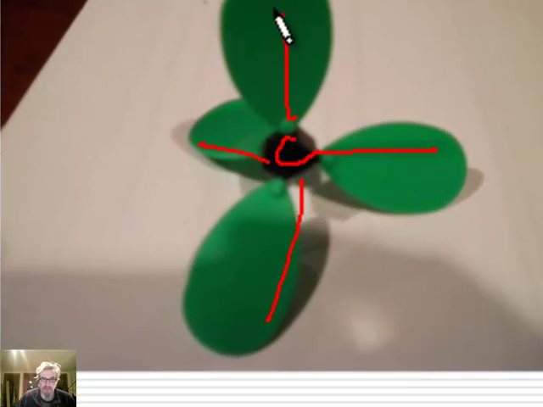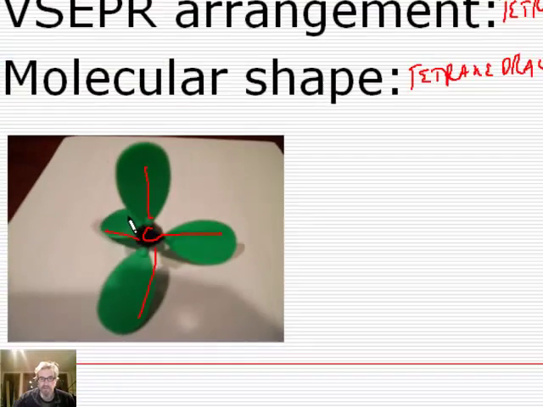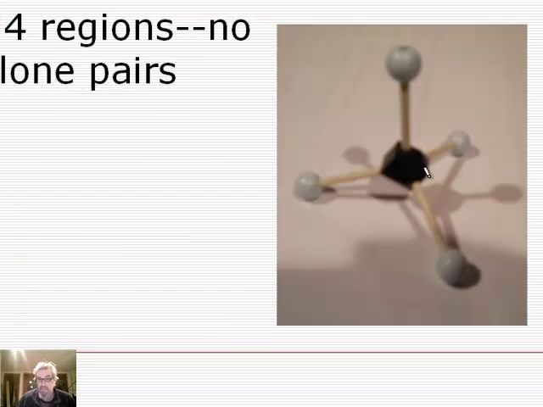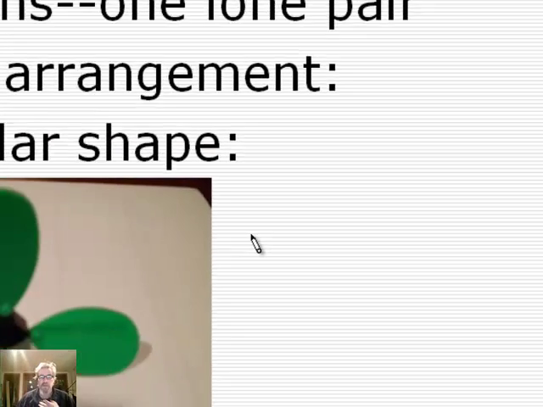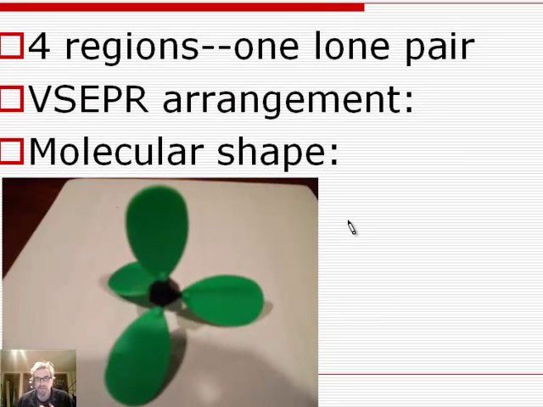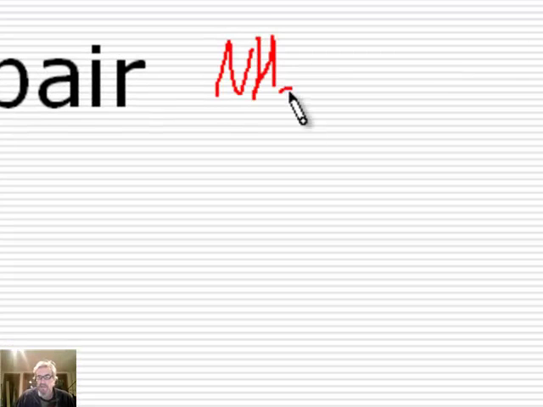So you get the carbon in the middle, and then there's atoms on the outside of all of those little green ears. This is a look at what the molecule would look like. For the CH4 example we were looking at, there's C, and each of these outside atoms are H's. Let's take a look at a case where there are 4 regions of electron density, but one of them is a lone pair. An example would be ammonia, NH3.